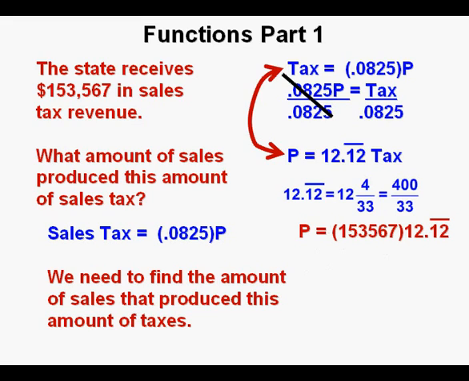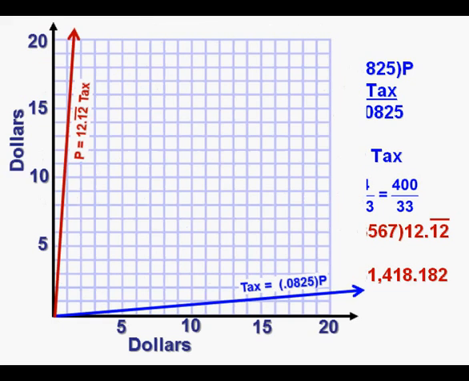Next, we'll use the formula by plugging in the amount of taxes into our function, and we get p equals 153,567 times 12.12 repeating. And as an answer, we get p equals 1,861,418.182, which represents the amount of sales required to produce $153,567 in taxes. Now we will graph these two functions next to each other on a coordinate plane.